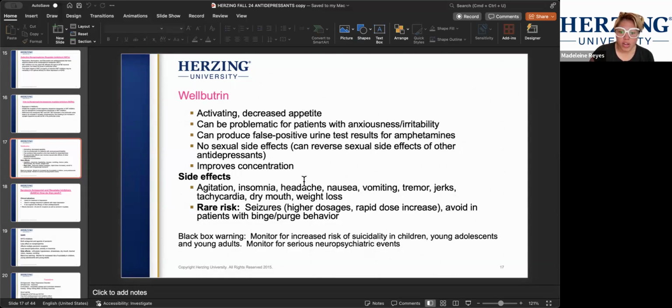Black box warning: monitor for increased risks of suicide in children, young adults, and adolescents. Monitor for serious neuropsychiatric events.